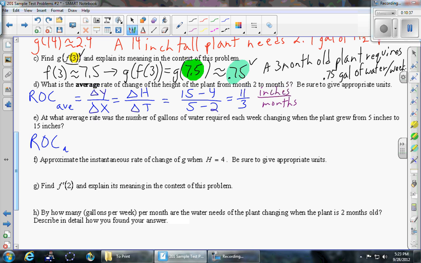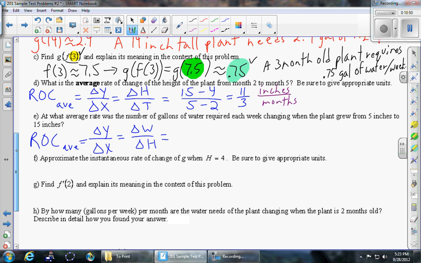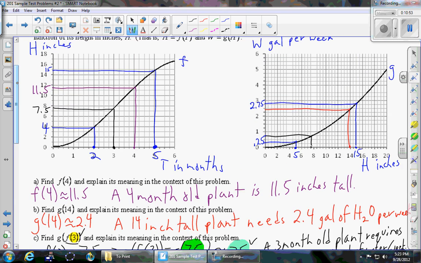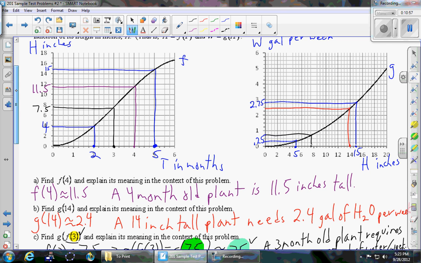So rate of change average, again, standard letters for us are change in y over change in x. In this case, though, the letters are W and H. So now we just need to grab the numbers from the graph. So the W numbers on the vertical, 2.75 and 0.25. I'm looking at the numbers in blue.